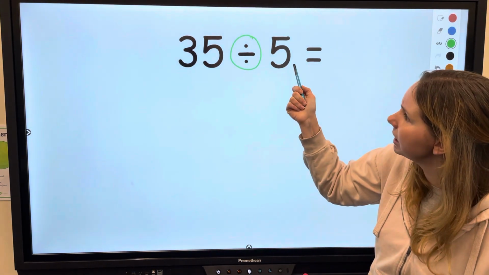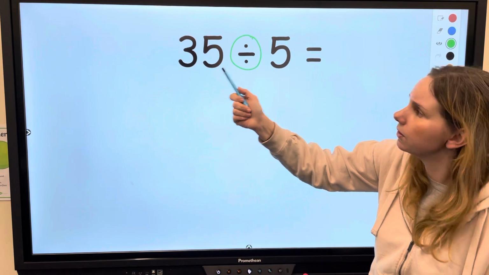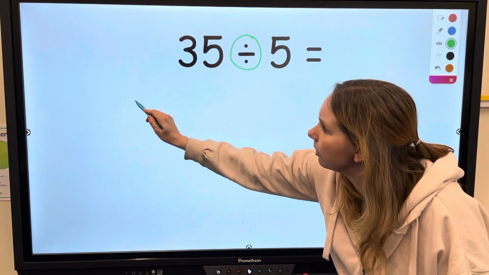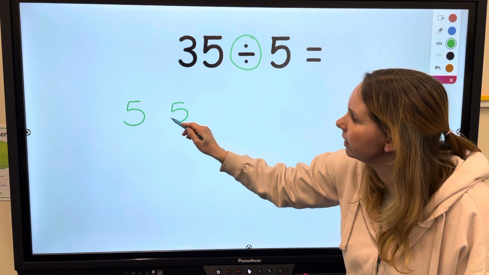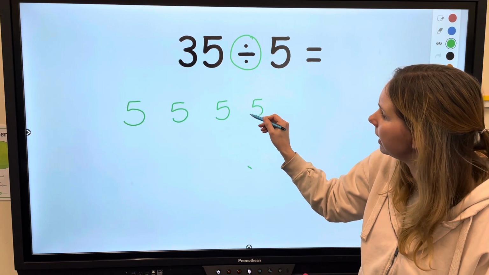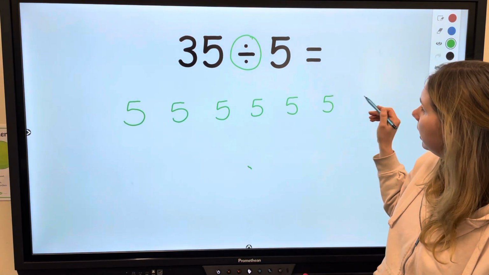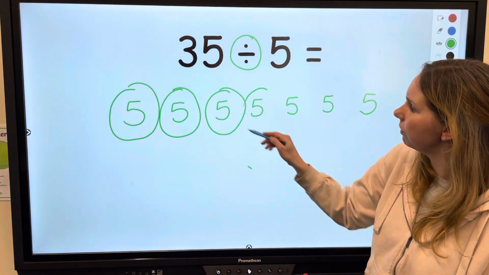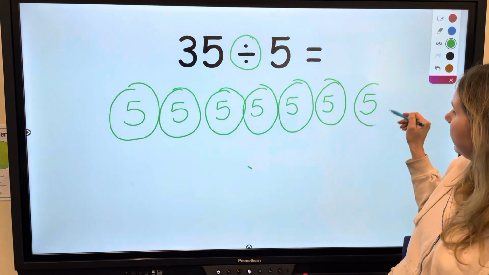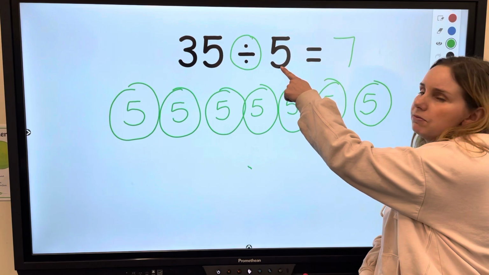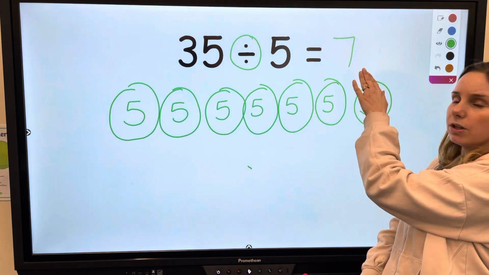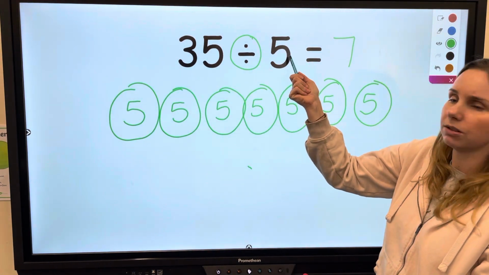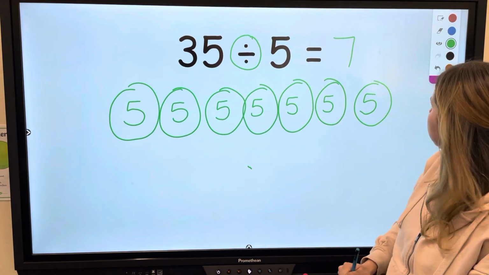So another way was counting in 5s until you got to 35. So let's see how many times we would count in 5s and stop when we reach 35. So 5, 10, 15, 20, 25, 30, 35. 1, 2, 3, 4, 5, 6, 7. So I counted in 5 7 times. So if I was to draw 7 groups and put 5 in, I would have 35. 35 shared into groups of 5 is 7. Let's move on to our next one.